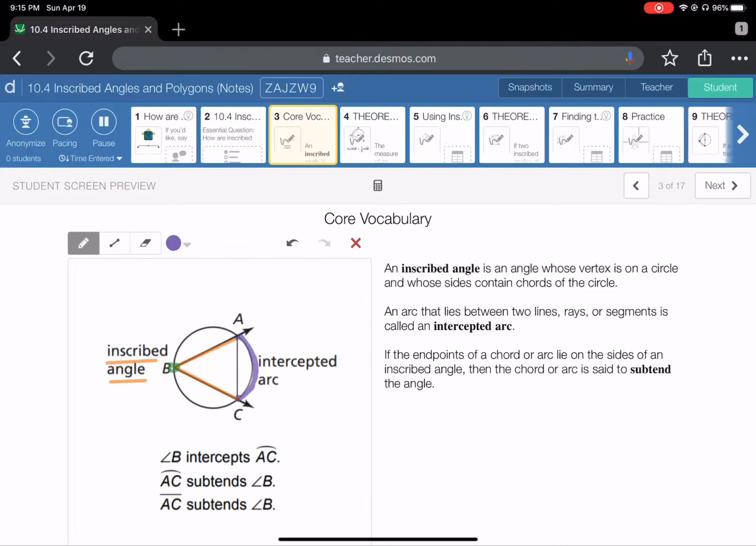So if the endpoints of a chord or an arc, so I'm going to draw this chord AC in the same color as the arc that it corresponds to, lie on the sides of an inscribed angle, then the chord or arc is said to subtend the angle. Because this angle B, in orange, intercepts arc AC, then arc AC subtends, or maybe a different way to think about it, belongs to angle B. So arc AC and segment AC subtend or belong to angle B.